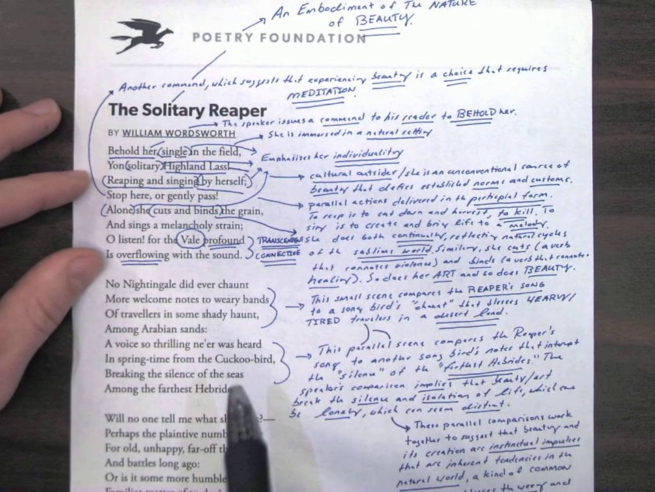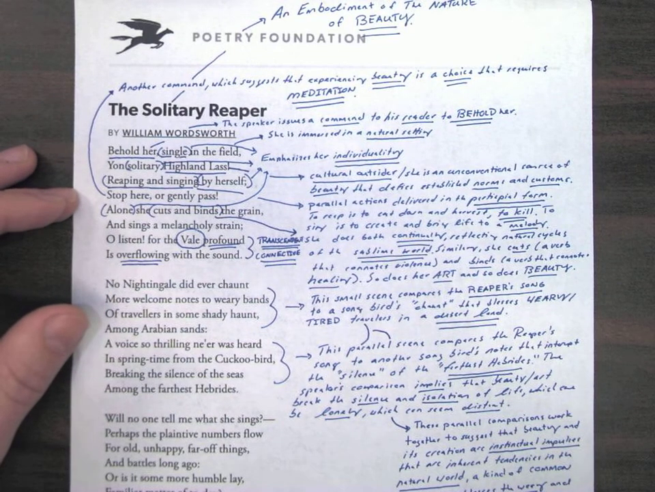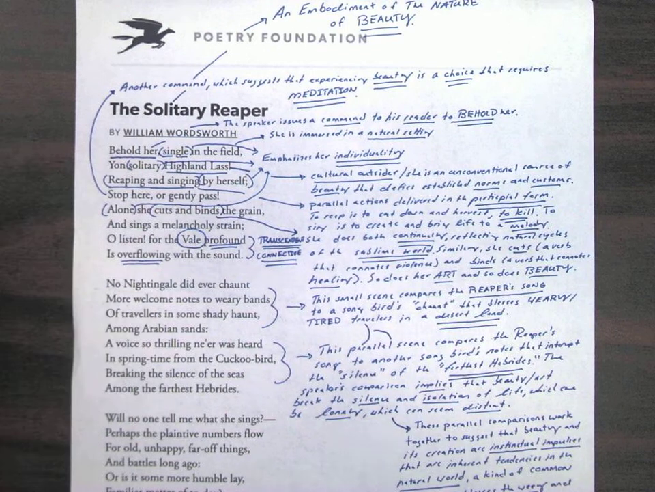In other words, beauty cannot be consumed. Beauty cannot be understood, and you cannot set your mind on that which is beautiful, that which is valuable, that which is worthy of being adored, without engaging in the process of consciously stopping and beholding it. Behold her, he commands. Single in the field, yon solitary Highland lass, reaping and singing by herself. Stop here or gently pass.